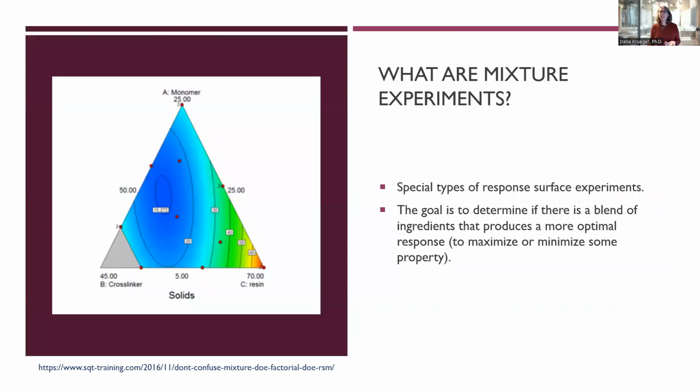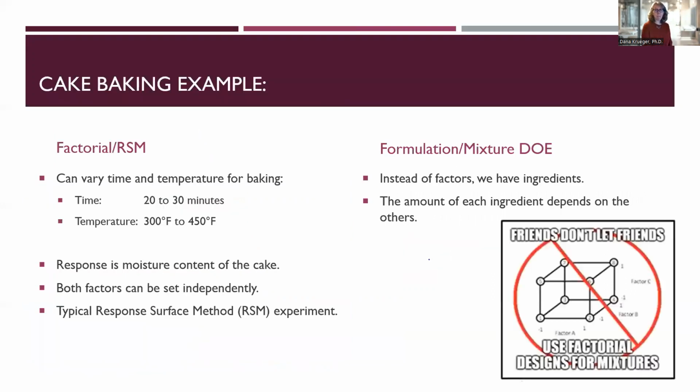So we're going to be talking about these cases. Mixture experiments are response surface experiments that have this special constraint that they're all going to add up to 100%. And we want to figure out what blend is optimal to give us the result that we're hoping for, to maximize or minimize some property.